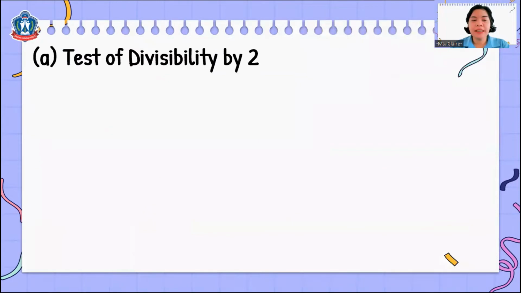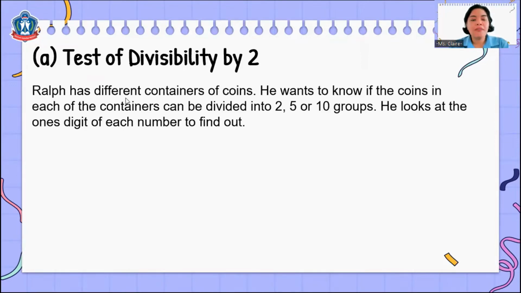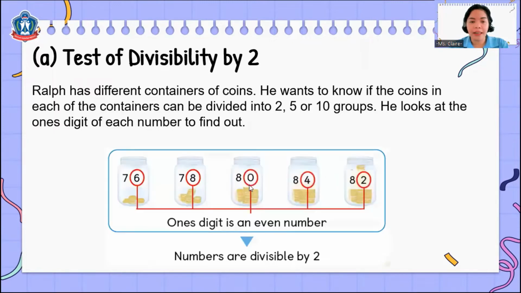Let's start with test of divisibility by 2. So let's try to find out whether a number is divisible by 2. Ralph has different containers of coins. He wants to know if the coins in each of the containers can be divided by 2, 5, or 10 groups. He looks at the ones digit of each number to find out. Take a look. So we have 76, 78, 80, 84, and 82.